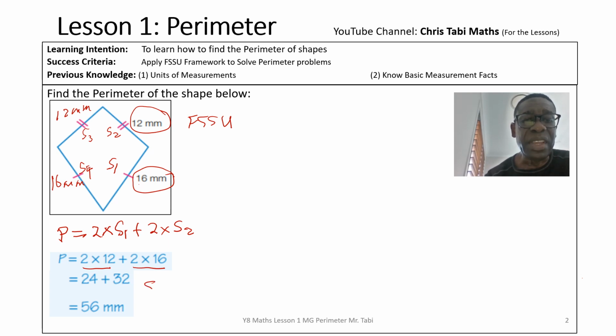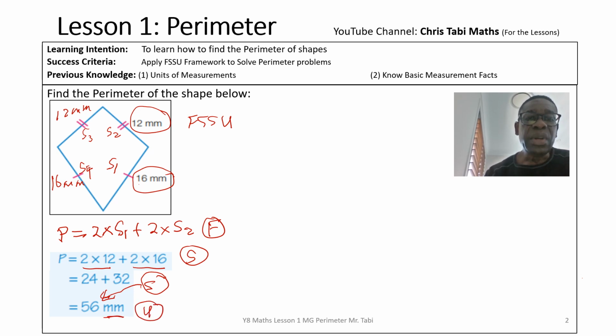That's your simplification part. So this is your formula, that's your substitution, that's your simplification, and that gives you the answer of 56, and the unit is attached. So FSSU. We need to be consistent, we need to stick with it.